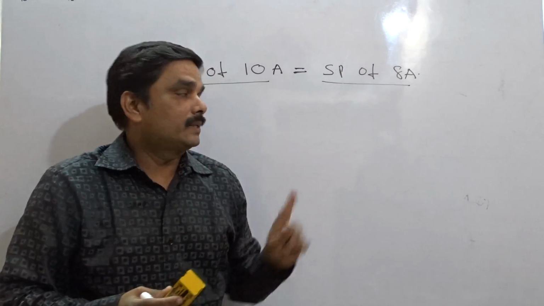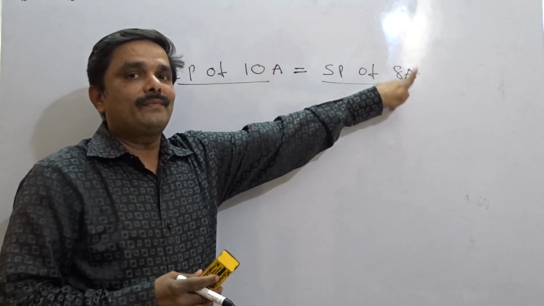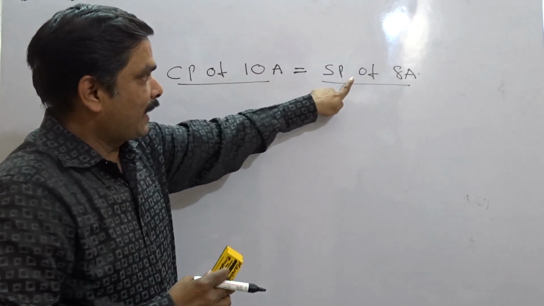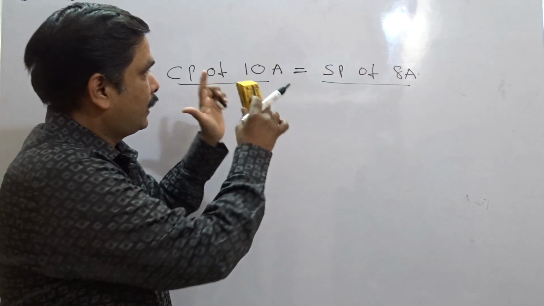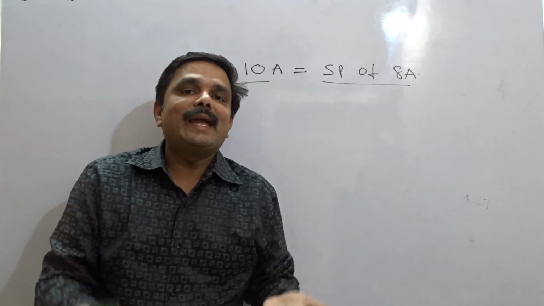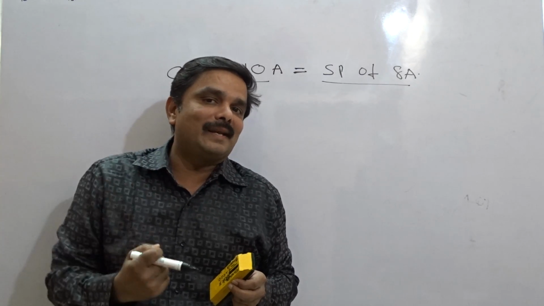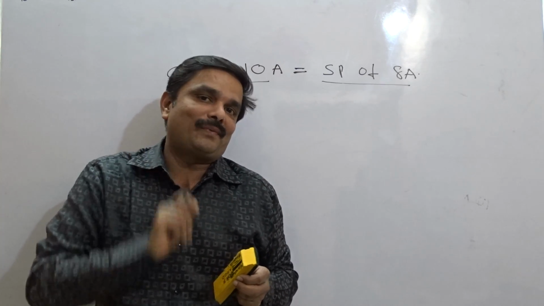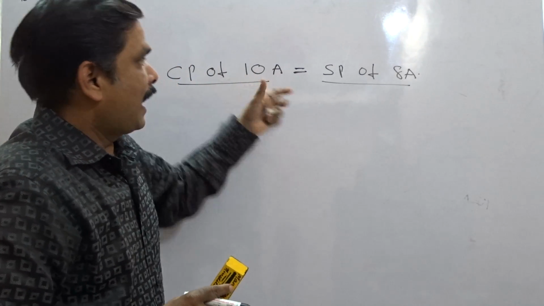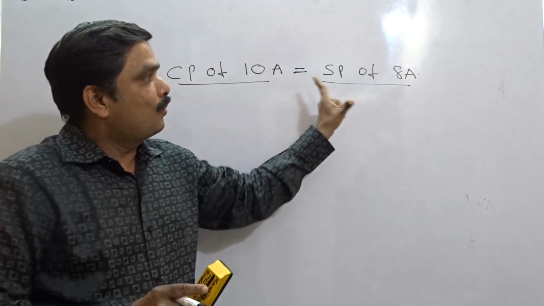Now very clearly you can say, when the cost price of 10 articles is equal to the selling price of 8 articles, what does it mean? With the selling price of 8 articles, I am recovering the cost price of 10. It means I am gaining the cost price of 10 by selling only 8 articles, so I am at a profit. So what is the profit percentage? How to go for this one?